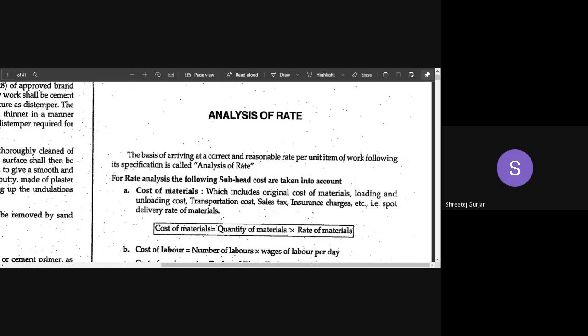Whenever you are in the field, they might be talking about the unit rate of excavation, the unit rate of PCC, the unit rate of your tile work. They arrive at that either from experience, but usually you have to arrive at that value from your analysis of rates. So that analysis of rates includes various items, as I have told you. Let us look into the details of this analysis of rates.